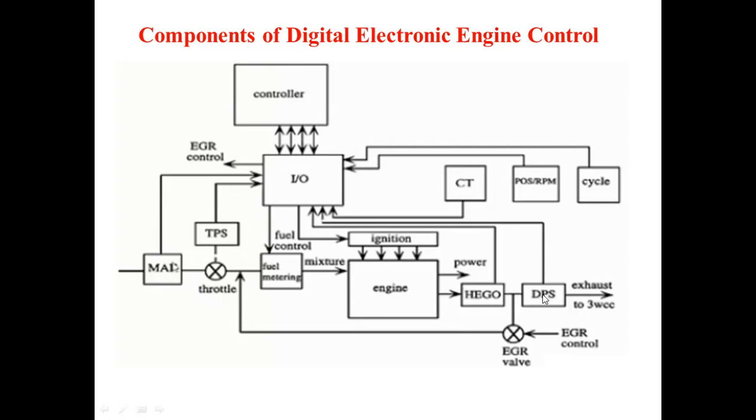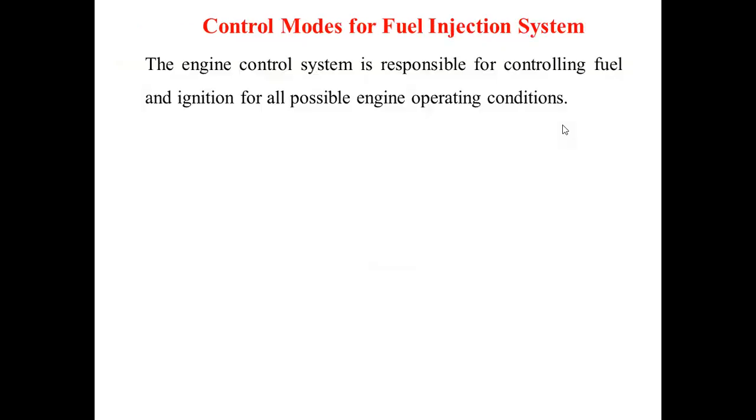Then the differential pressure sensor is there, to measure at what pressure the exhaust gases are going towards the three-way catalytic converter. So there will be the EGR control. From that EGR hole and EGR control, you are again giving the information to the microcontroller, and some of the exhaust gas you are recirculating back to the input. So this is the exhaust gas recirculation valve. These are the different components which describe the digital electronic engine control system.